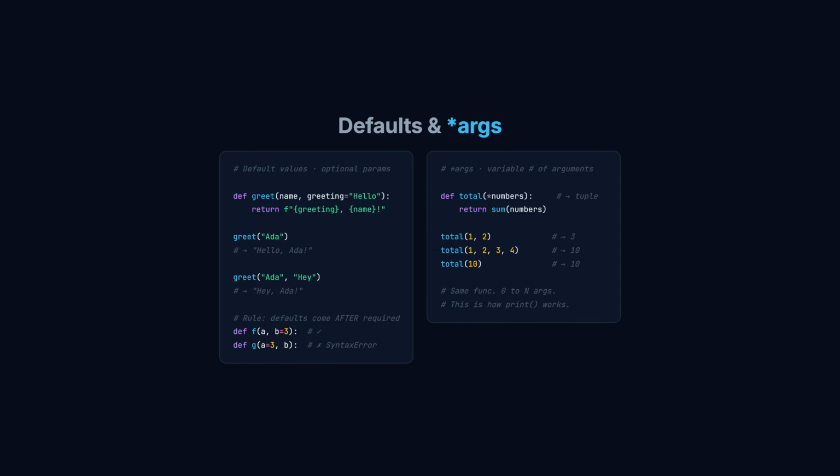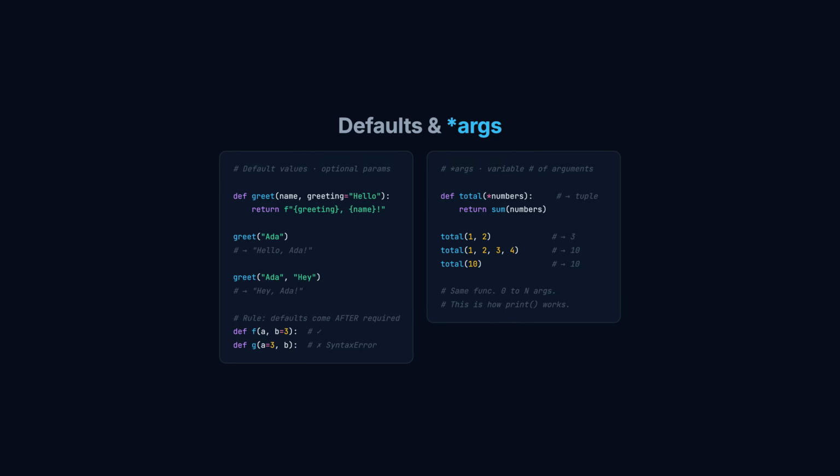One small rule. Default parameters must come after required ones in the parameter list. def f(a, b=3) is fine. def f(a=3, b) is a syntax error. Python reads left to right.